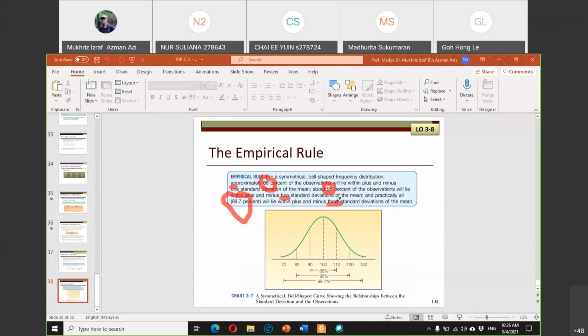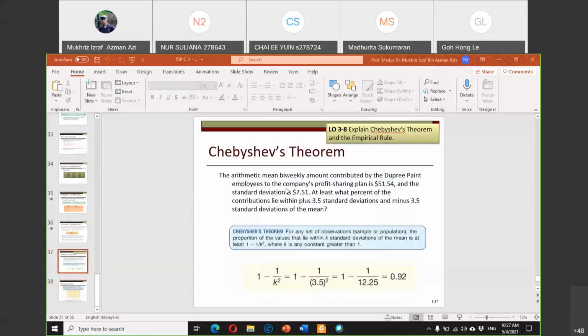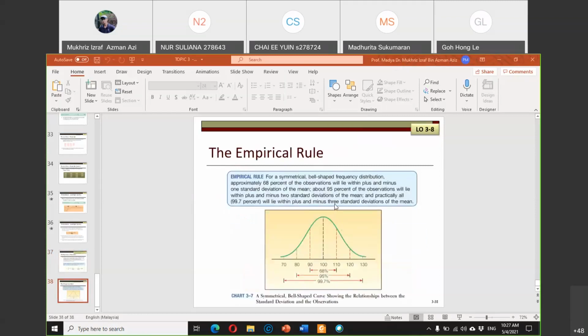Okay, for the Chebyshev theorem in the previous slide, 3.5 standard deviations is around 92%. But for the empirical rule, plus or minus 3 is around 99%. So if you compare the empirical rule and the Chebyshev theorem, 3.5 is around 92%, but under the empirical rule, plus or minus 3 is almost 100%, or 99%. So a slight difference, but both are about explaining how much of your data is within a certain number of standard deviations.